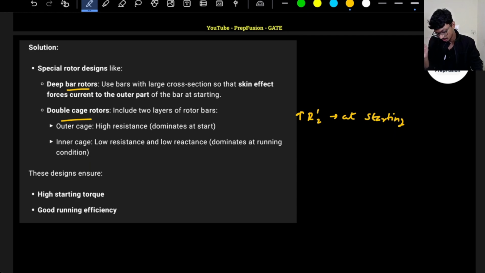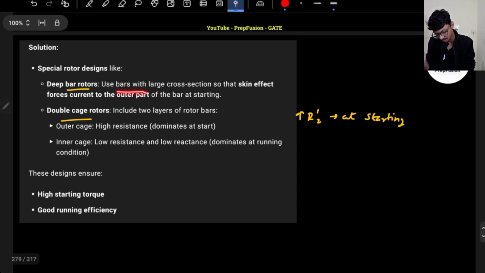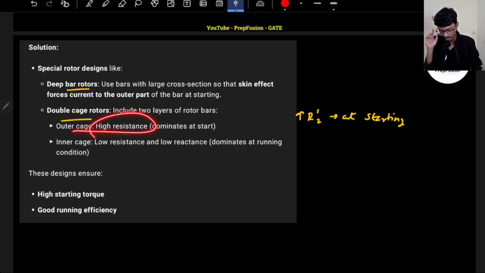In deep bar we will use bars that have a larger cross-section area, so that the skin effect will force the current through the outer portion. We will see how we do that. And we have double cage rotors where we have two cages, an outer cage and an inner cage. The outer cage will have higher resistance. Most of the current will flow through the outer cage because most of the current flows through the skin. During starting, most of the current flows through it.